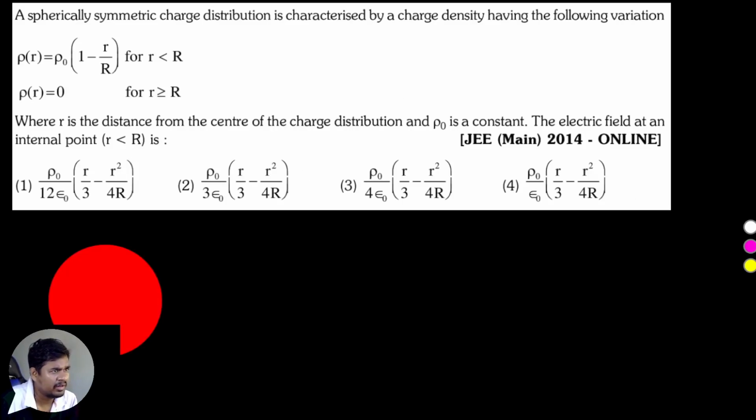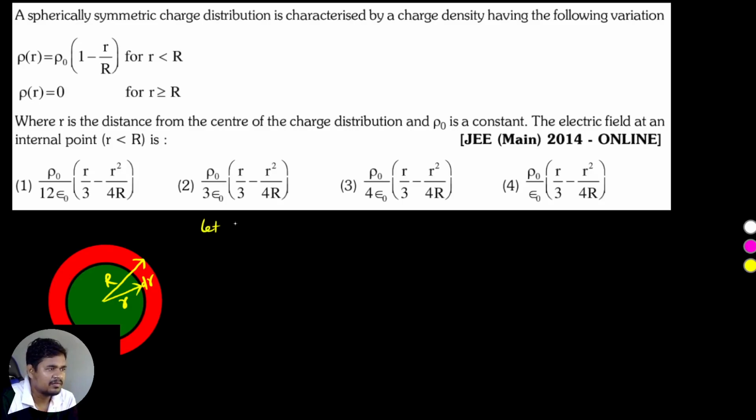So this is our sphere of radius R, and in that we are going to assume a spherical shell of radius r and thickness dr. Here we will try to calculate the charge that is present on this spherical strip.